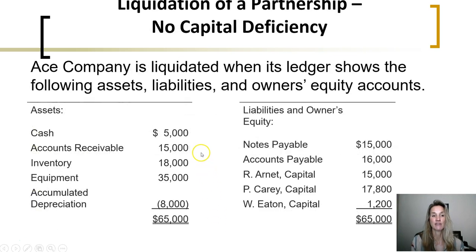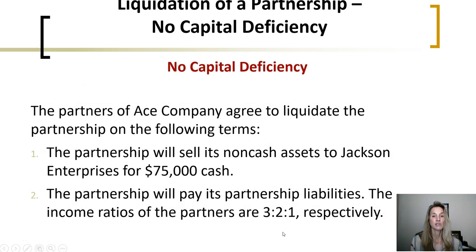Let's assume that this company is liquidated, and this is what shows in the general ledger at the time of liquidation: the assets the partnership owns, as well as the liabilities owed, and the owners' capital balances. We're going to assume that there is no capital deficiency at the end, and the partners of ACE agree to liquidate the partnership on the following terms.